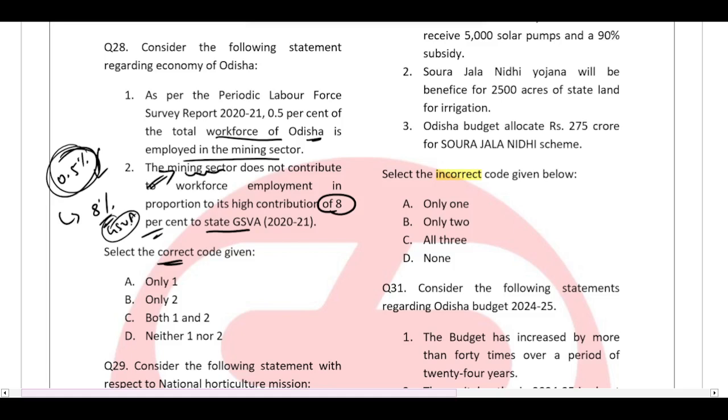So both the statements are correct. It just contributes 8% and it employs only 0.5% of the worker population. So for question number 28, the correct answer is option number C.